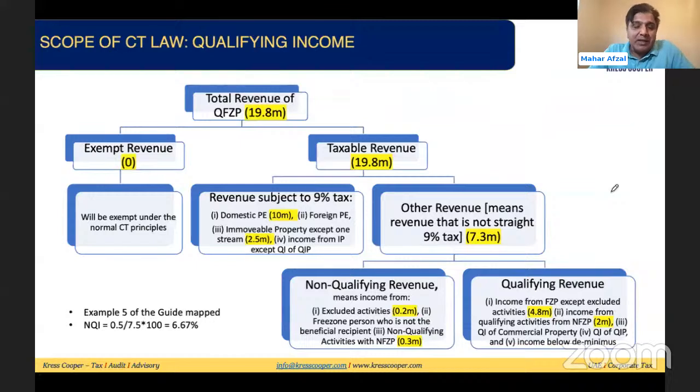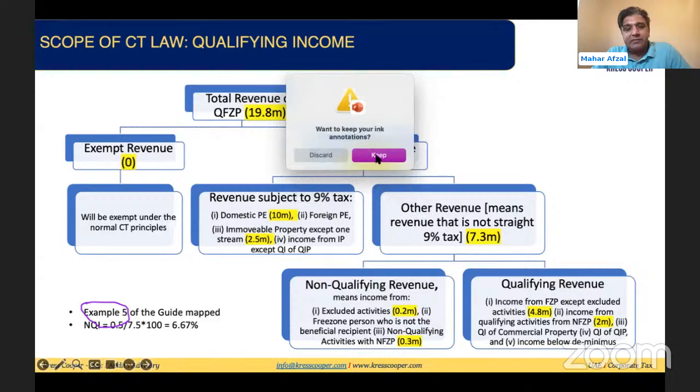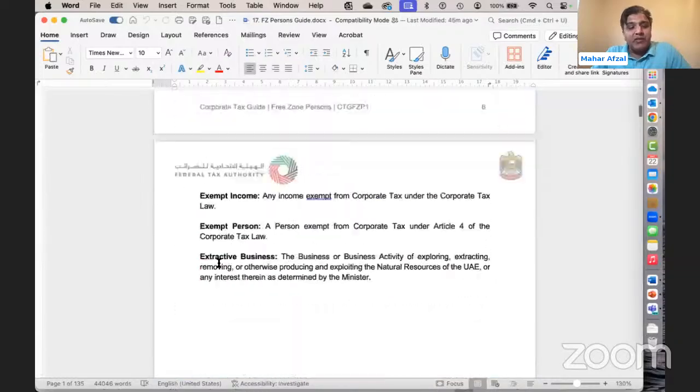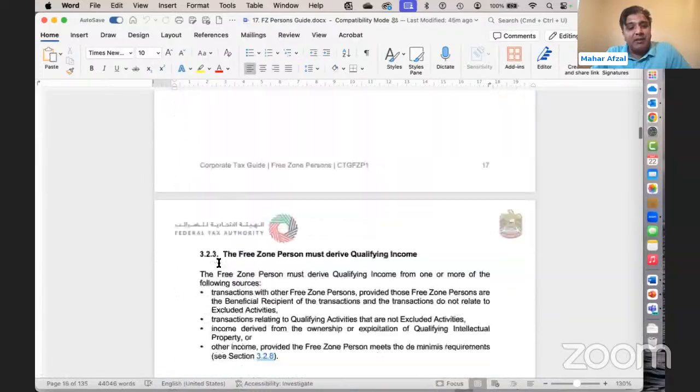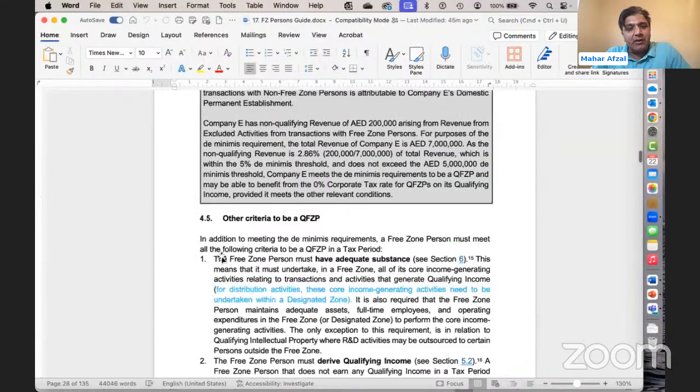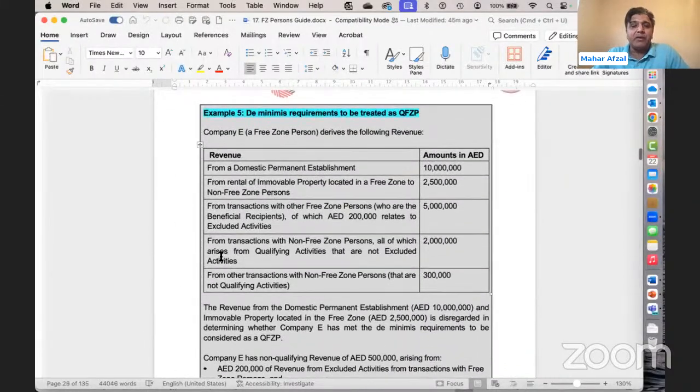Just look into this example. This is how I mapped example number 5 of the guide. I have mapped example number 5 into this. These are all things you have already gone through. This is example number 5 of the guide.